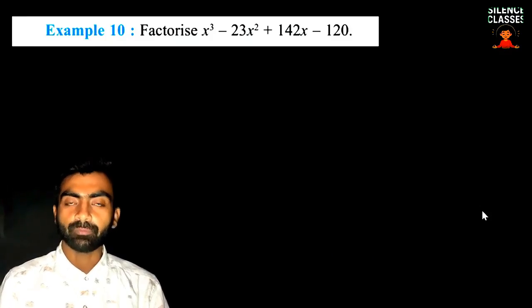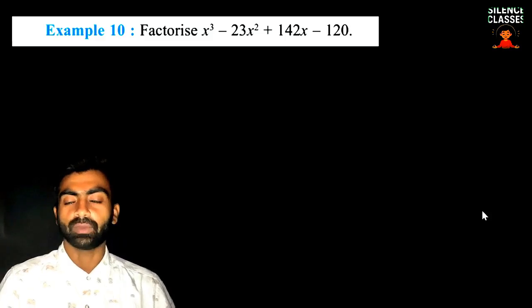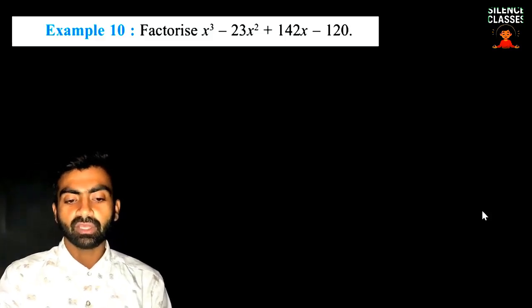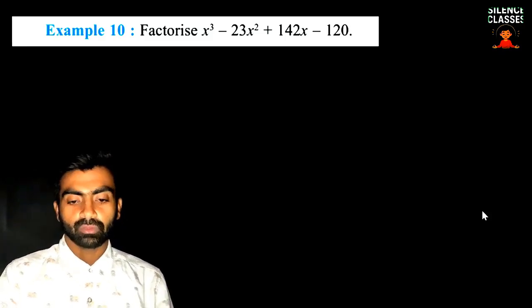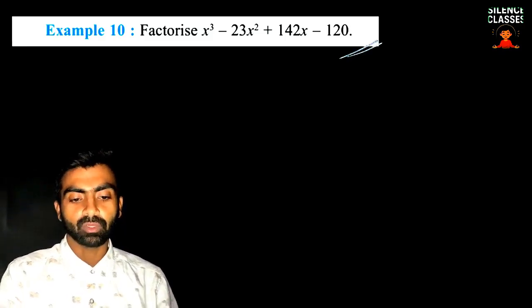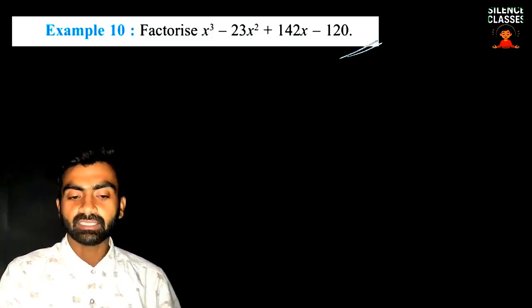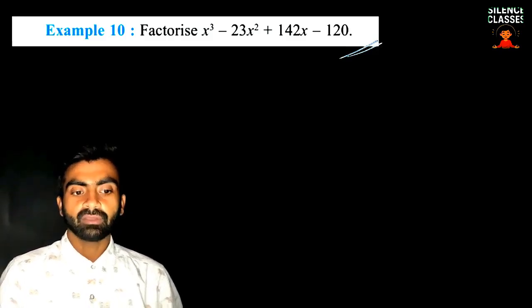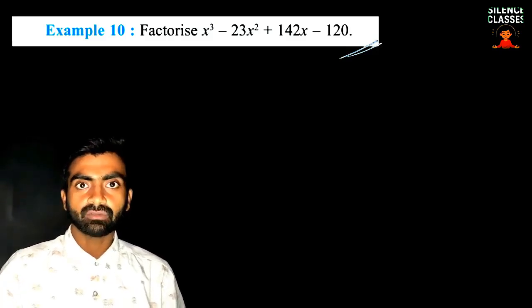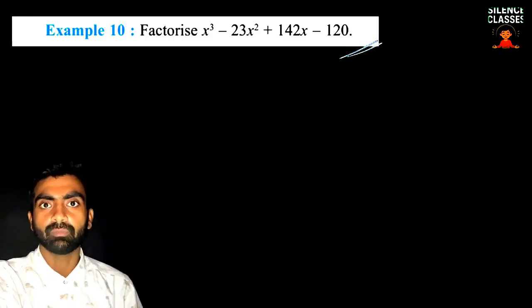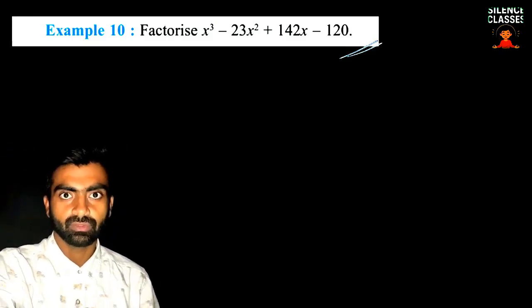Factorize x cube minus 23x square plus 142x minus 120. This is a cubic polynomial, because the highest degree is 3. It means we will get 3 factors, or we can say 3 zeros of the given equation.